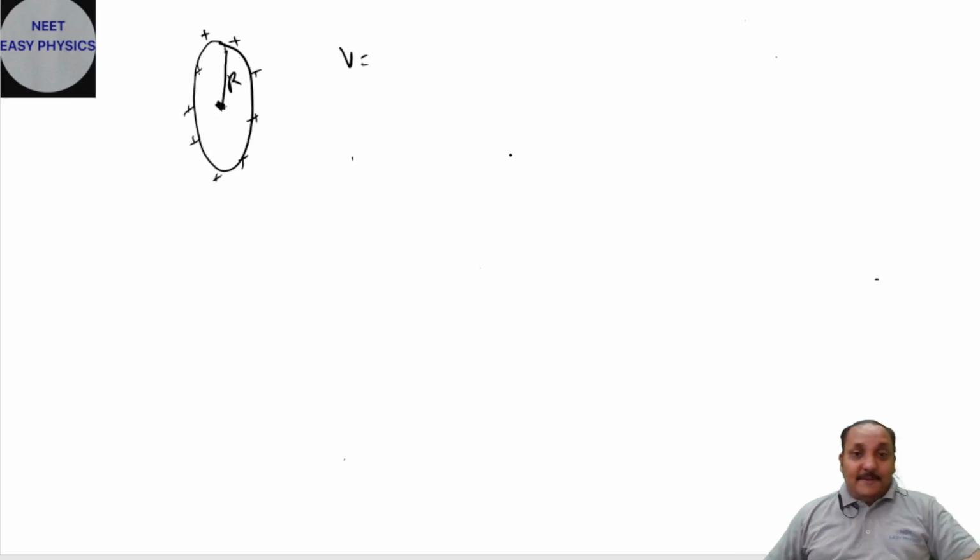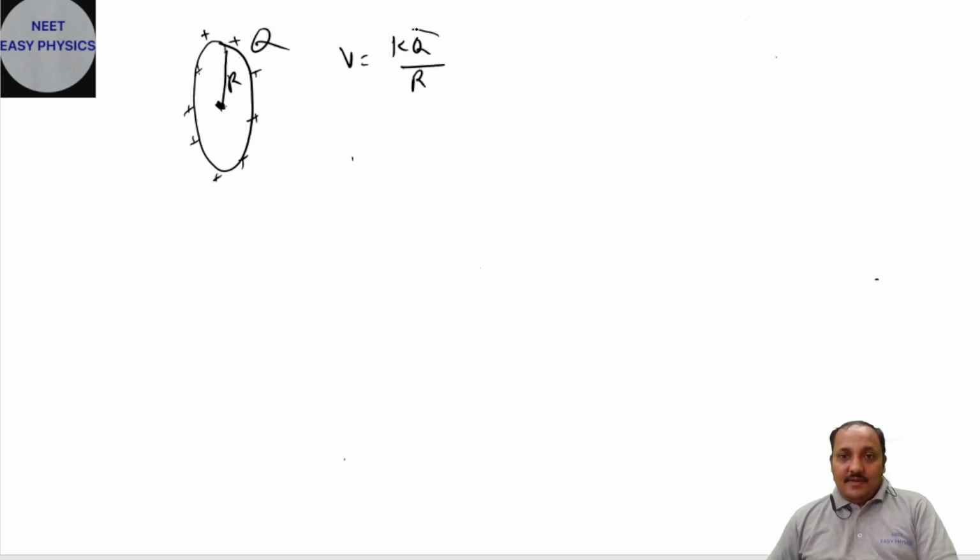V is going to be, sorry, KQ by capital R. Now sometimes they are going to ask on the axis at a distance x at this point P. So what is the potential? Potential means if this is charge Q, KQ by R, potential at point P is KQ by small r.